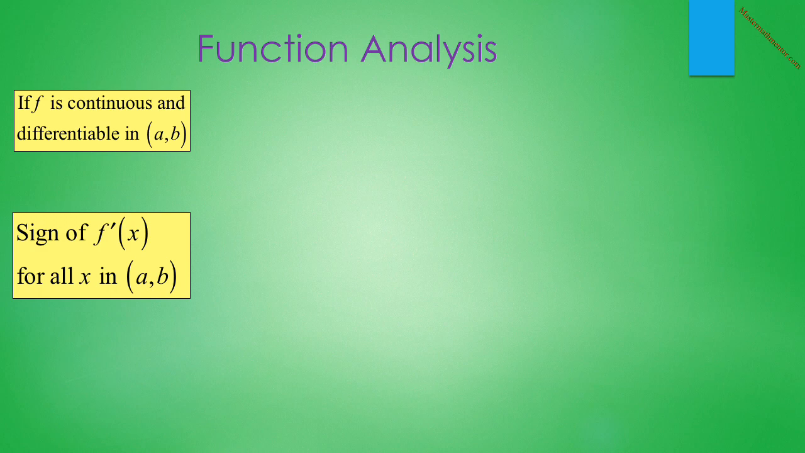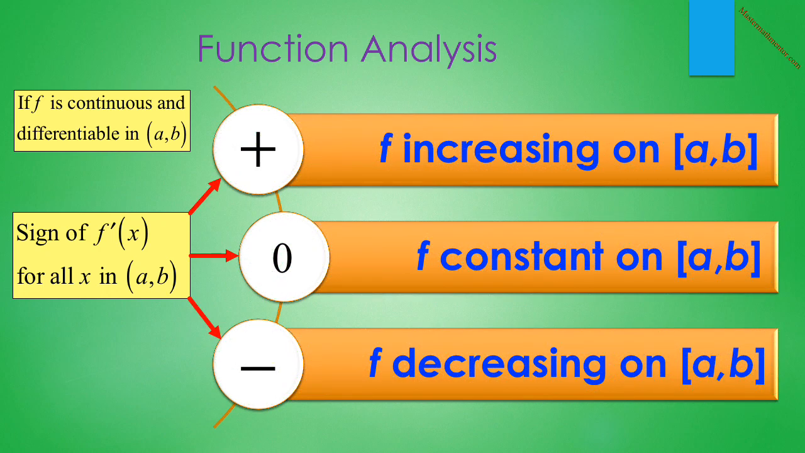So assuming that the function f is continuous and differentiable on the interval AB, then this can be summarized by looking at the sign of f prime of x for all x in the interval AB. If f prime of x is positive, then f is increasing on the closed interval AB. If f prime of x equals 0, then f is constant on the closed interval AB. And if f prime of x is negative, then f is decreasing on the closed interval AB.